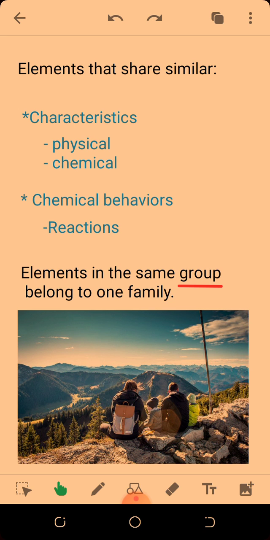Similarly, elements share similar characteristics which are physical and chemical alike. They also share chemical behaviors that are similar in terms of the reactions that they undergo. So, we can say that elements in the same group belong to one family.